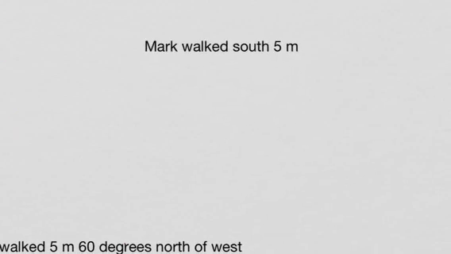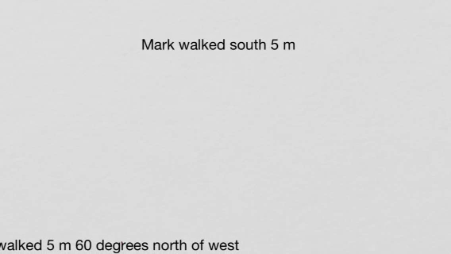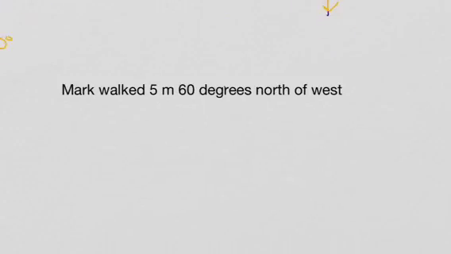So for example, if we were to draw that Mark walked south 5 meters, that vector on a coordinate system would be directly south, where the beginning part of the vector is at the origin and the ending part goes 5 meters south. And we can write that this is 5 meters. And the direction is implied in the direction of the vector.